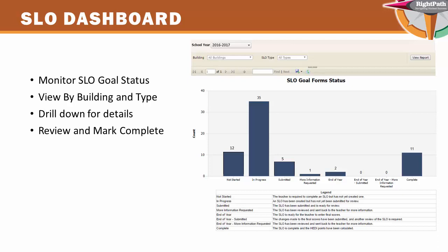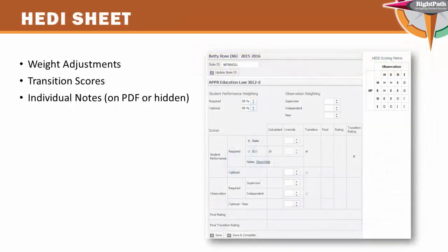And that's the basics of our SLO component in RightPath, and now we're going to move on to our HEDI extracts for state reporting. The last step in the APPR process is to submit scores to teachers and to the state. The HEDI sheet will pull in scores that are stored in RightPath. Overrides and adjustments can be made at any time. Input the transition scores here and also add notes and comments. The scores inputted into the HEDI sheets are then able to be extracted to be sent to the state.